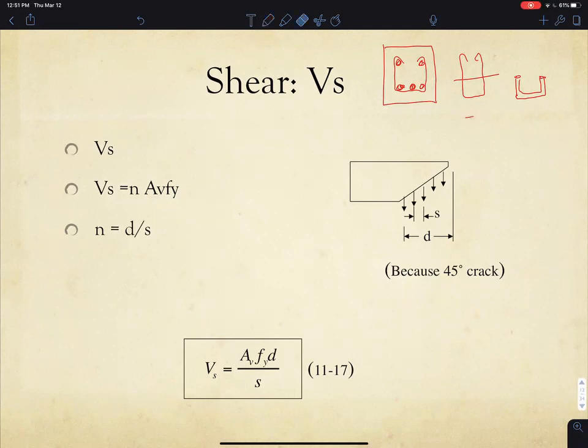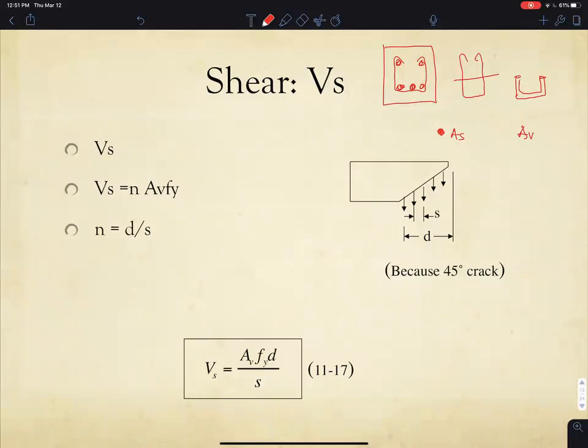So the area of 1 bar is As. This we're going to call Av. And in this case, Av is 2As. It's the vertical area of the steel. And if it's inclined, you're going to have to take sines and cosines and something like that. In the US, we typically use vertical stirrups.